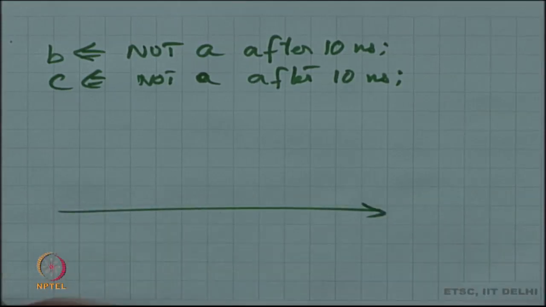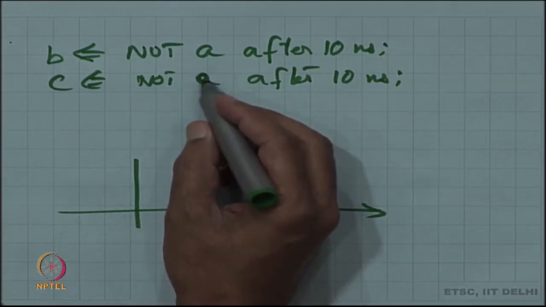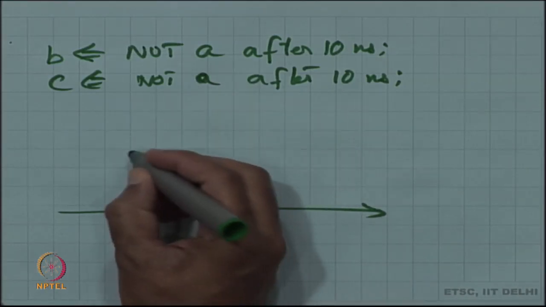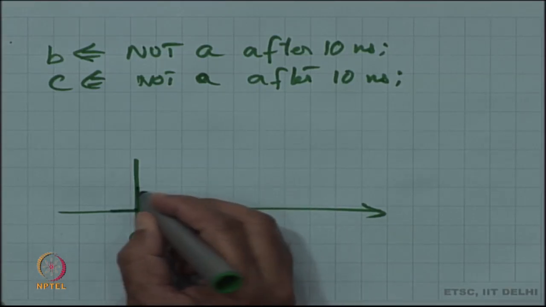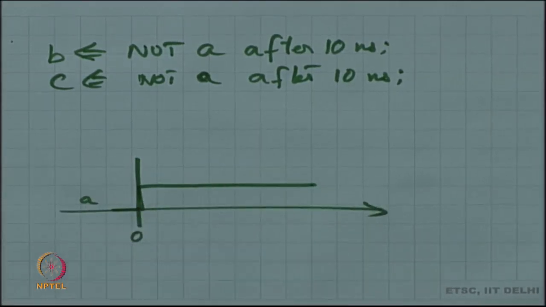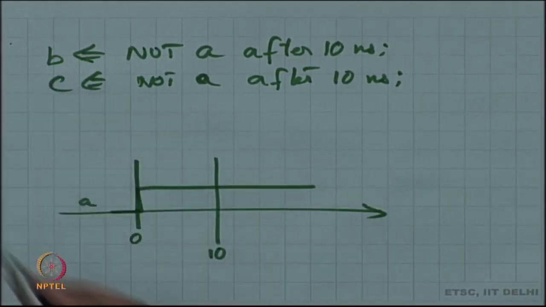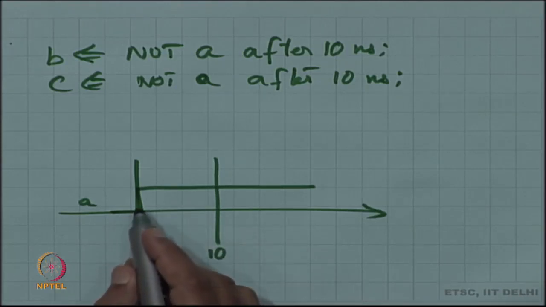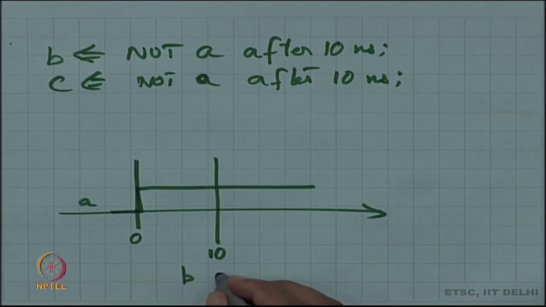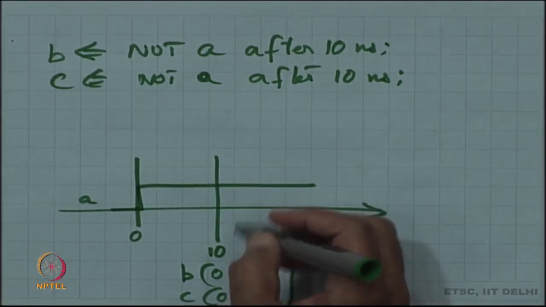So, time goes from left to right, and at some time I have A changing, let us say at time 0, from 0 to 1. As a result of that, 10 nanoseconds later, I have those two transactions: B being 0 at 10 and C being 0 at 10. Right. So, both of these transactions are there and they have to be processed.